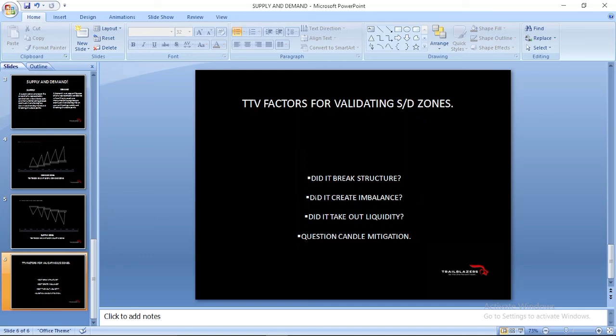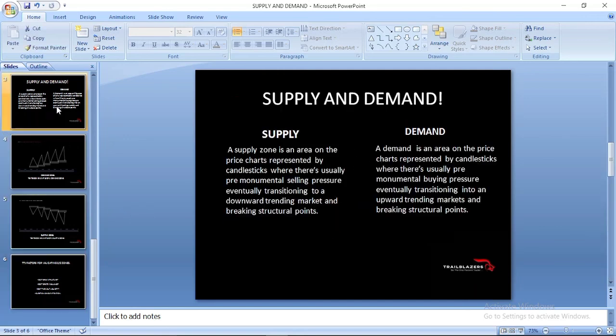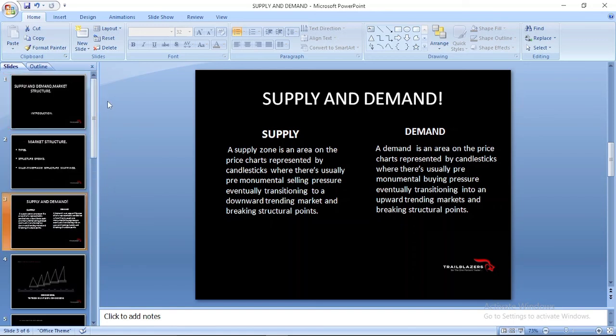Did it break structure? Did it create imbalance? Did it take out liquidity? Then you question your candle mitigations. So yeah, that's basically everything as regards market structure and supply demand zones.